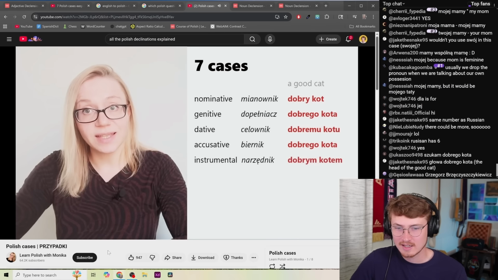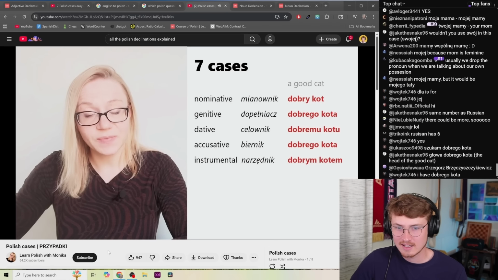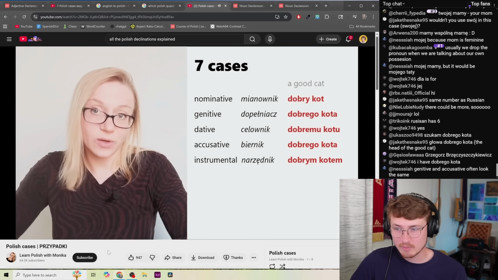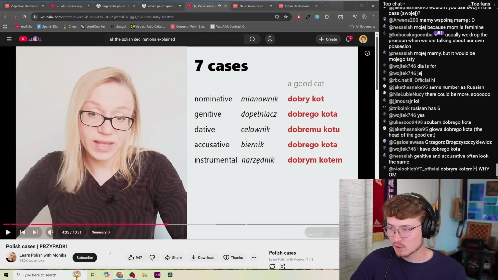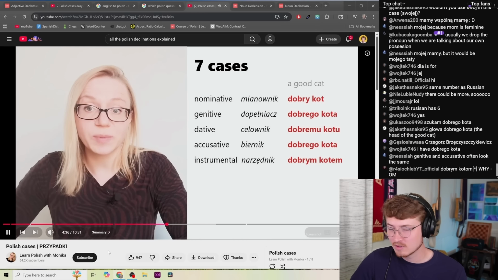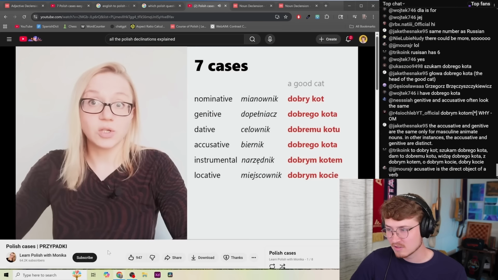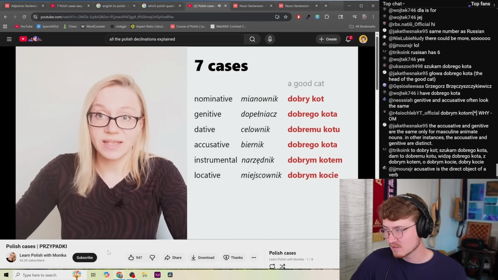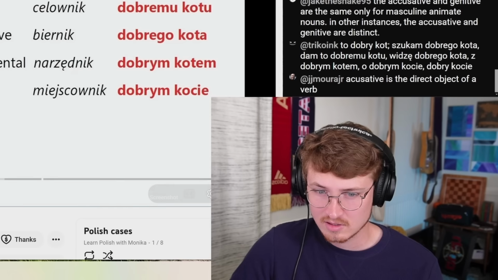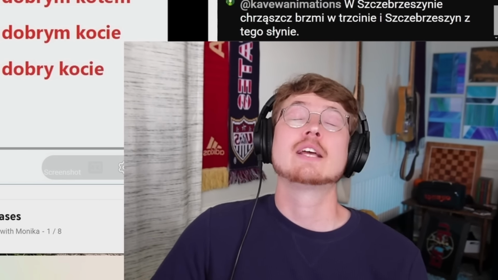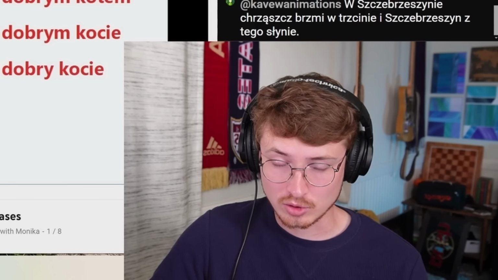Another case is the instrumental case, or in Polish, narzędnik. And the good cat in the instrumental case would be dobrym kotem. Then we have the locative case, miejscownik, and the good cat in the locative case would be dobrym kocie. Vocative case. There's literally seven of them. They just keep going. Okay, so dobry kocie.